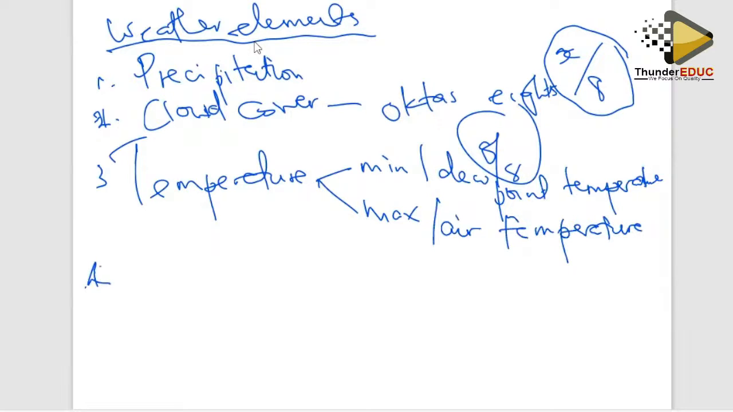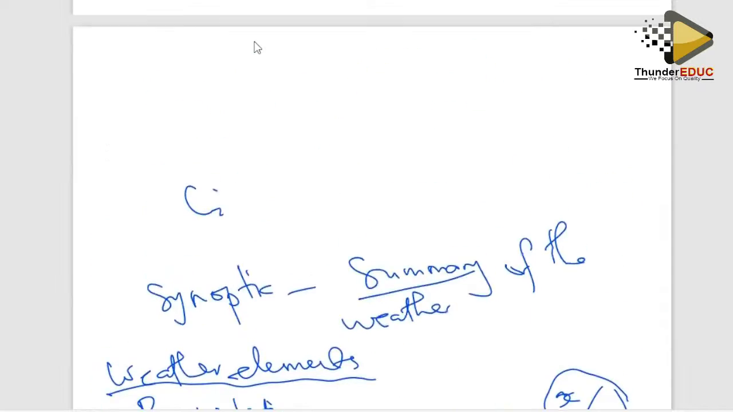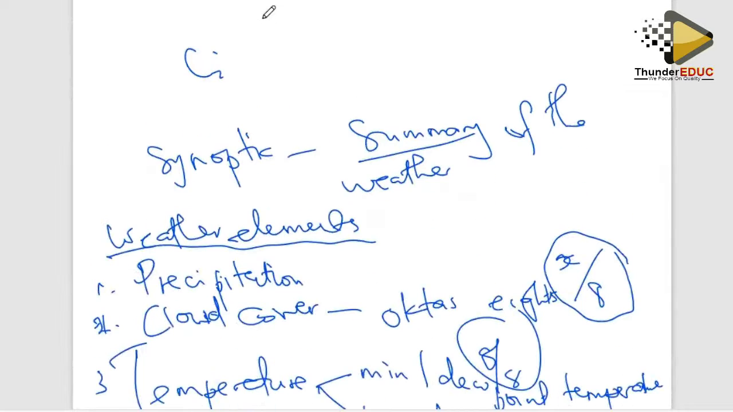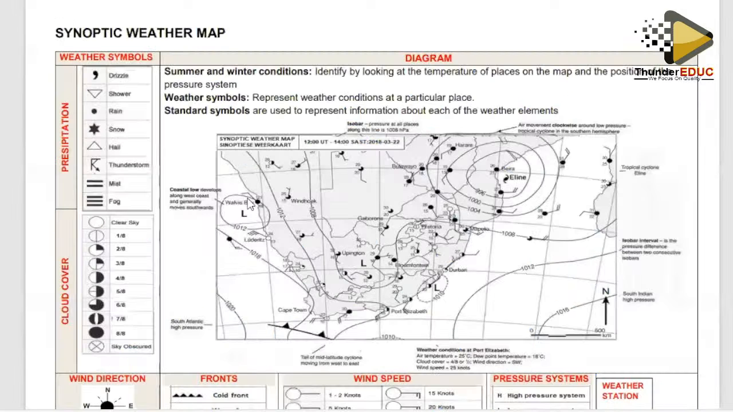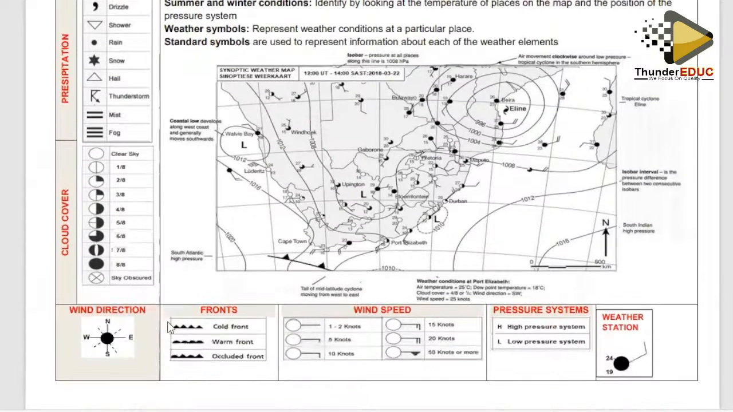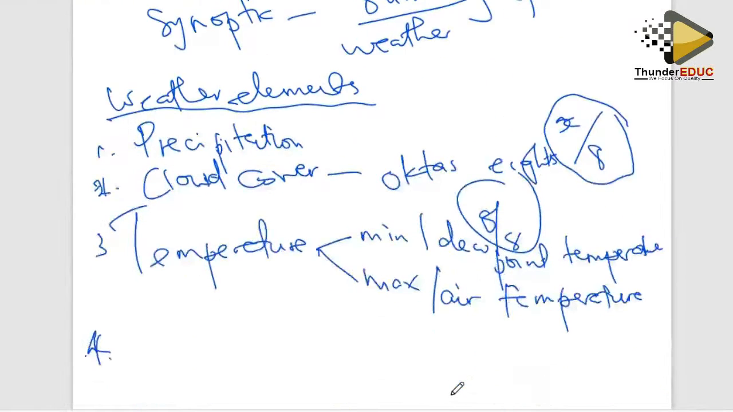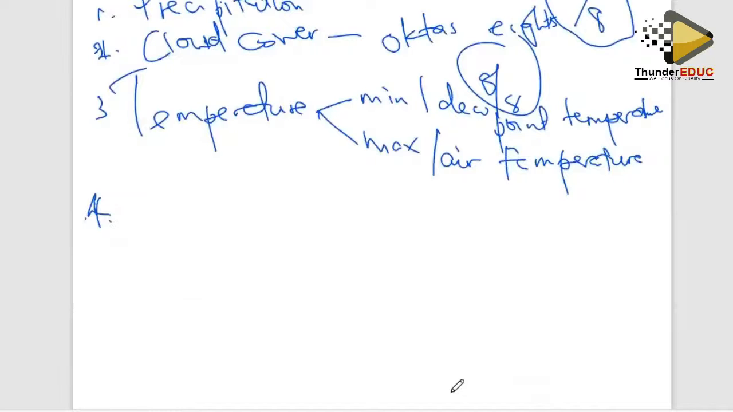Then we can also talk of other weather elements, which can also be summarized on the synoptic weather map. If we come here, you see that it's talking about precipitation, cloud cover. It's also talking about wind direction, which is also another weather element summarized on the synoptic map.